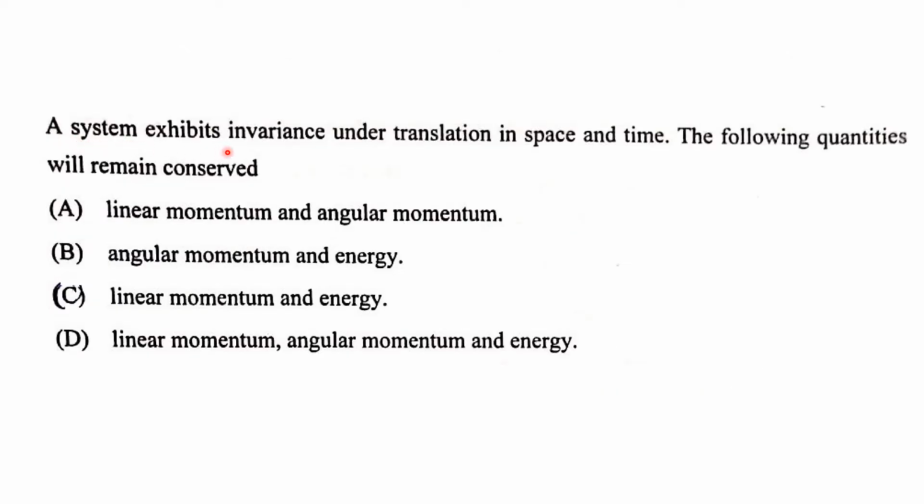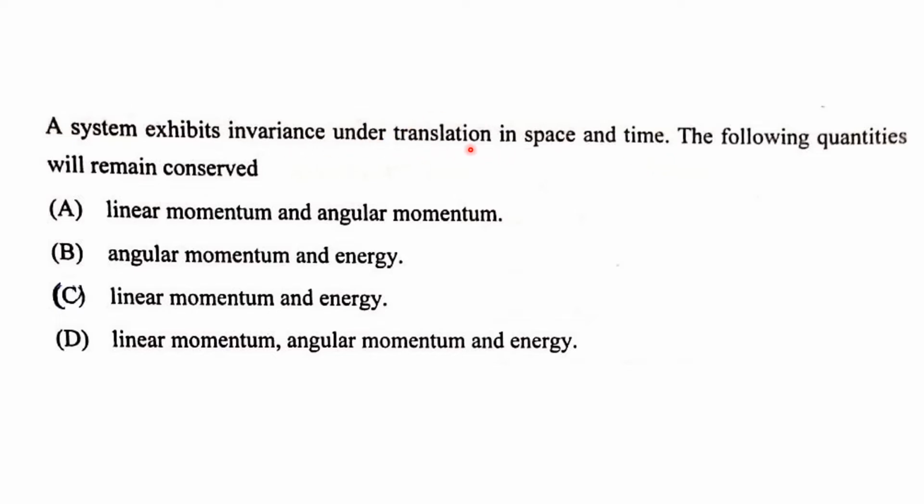A system exhibits invariance under translation in space and time. The following quantities will remain conserved. Options are linear momentum and angular momentum and energy, linear momentum and energy, linear momentum, angular momentum and energy. So given that a system is invariant under translation in space and time.